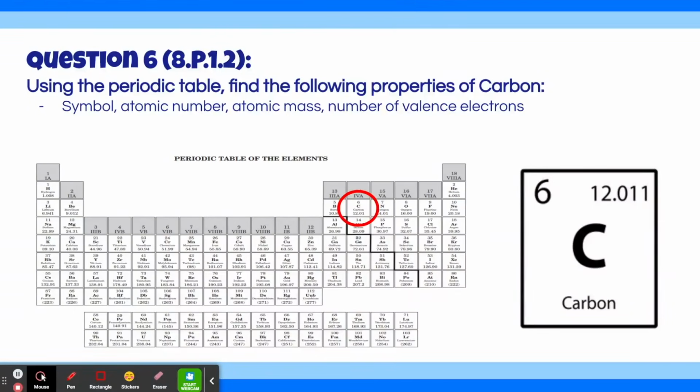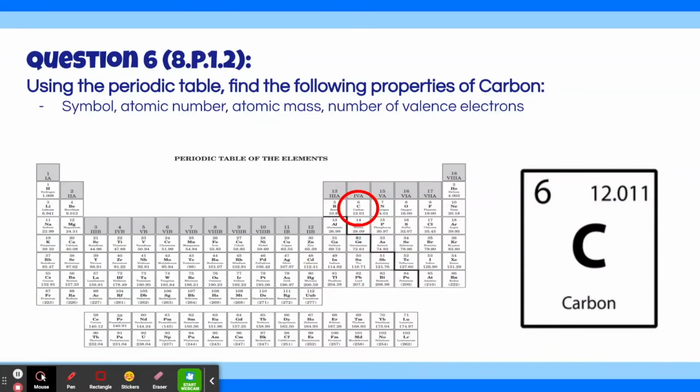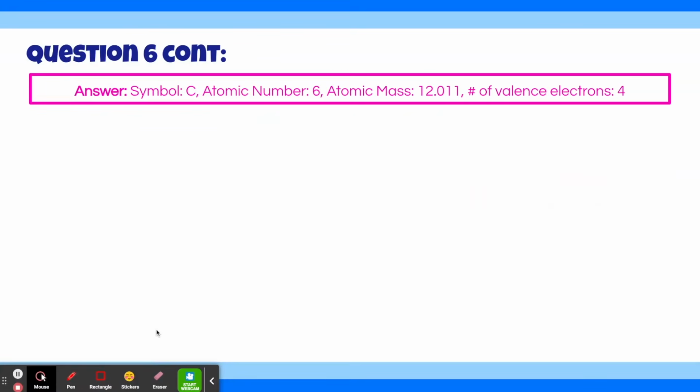Question 6. Using the periodic table, find the following properties of carbon: symbol, atomic number, atomic mass, and number of valence electrons. You're going to need to pause the video for this one. Assuming you've paused and replayed the video, I'm going to go ahead and show the answer now. The symbol of carbon is C, its atomic number is 6, its atomic mass is 12.011, and its number of valence electrons is 4.